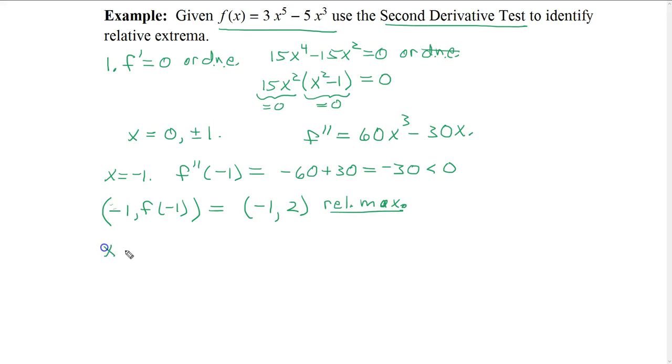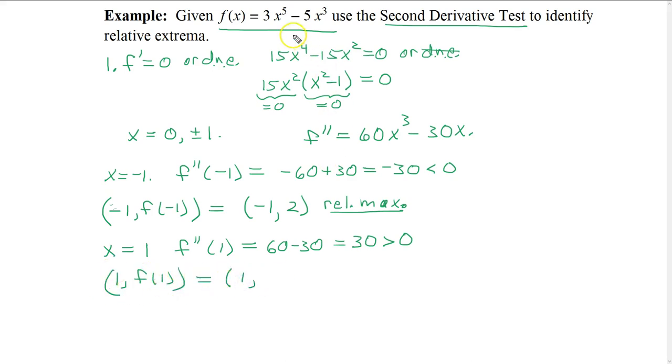Now let's look at x equaling 1. So if we take the second derivative, evaluate it at 1, so putting 1 in here for x, here and here, we're going to get 60 minus 30, which is positive 30, greater than 0. That means our graph is concave upward at 1, so that means that we have a relative minimum when x is equal to 1. So 1, f of 1, and putting 1 in here for x, we're going to get 3 minus 5, -2. That is going to be a relative minimum.